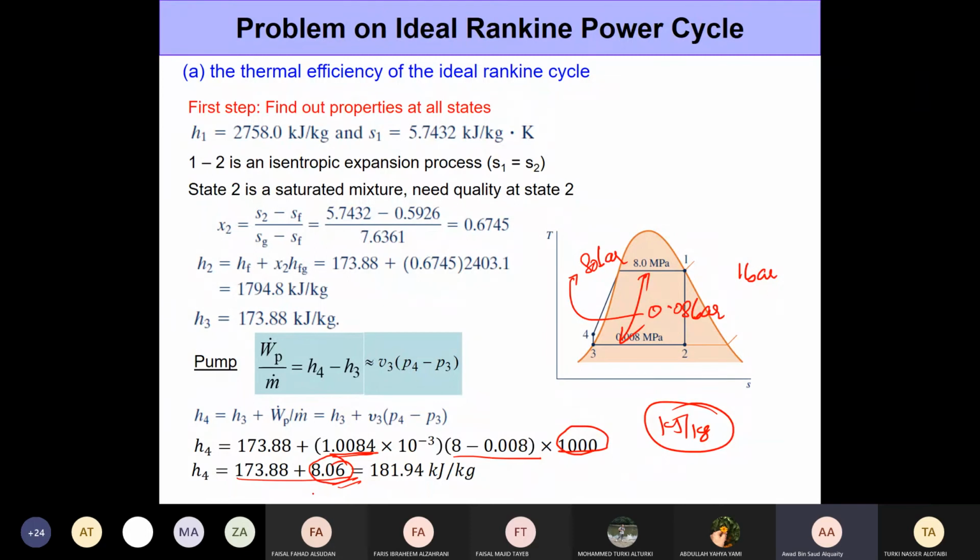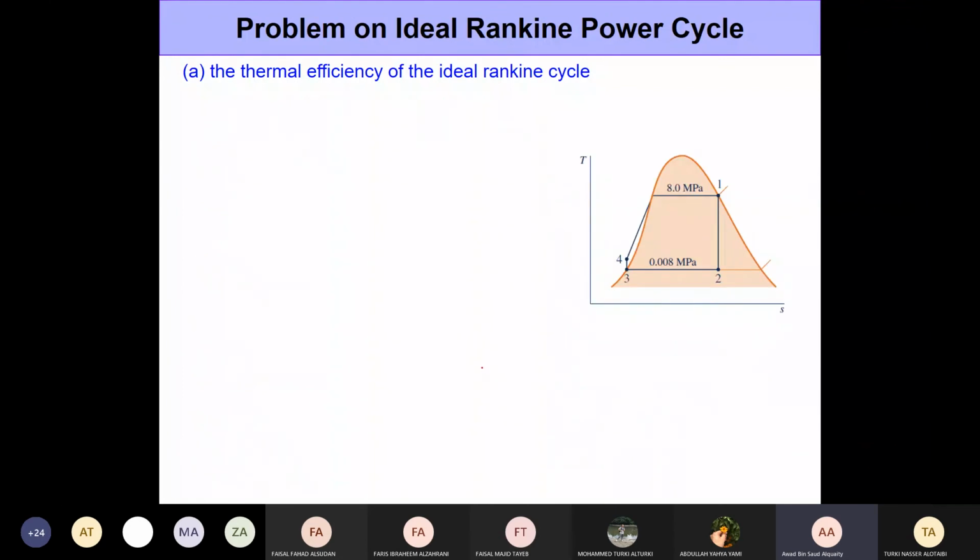Of course, this is small per unit mass. When you consider the mass of water that we want to pump, that we want to compress, it certainly becomes larger, but on the whole, as compared to the enthalpy, it's pretty small. Okay, so H4 is simply 181.94. Now we have everything that we need. We have enthalpies at the four states. We can go ahead and determine the thermal efficiencies.